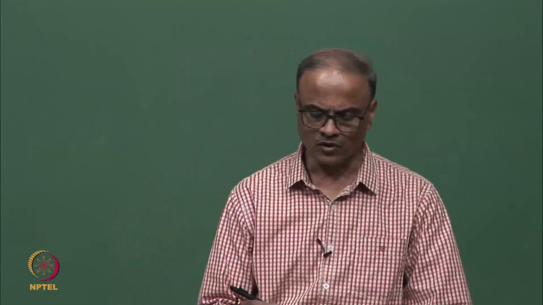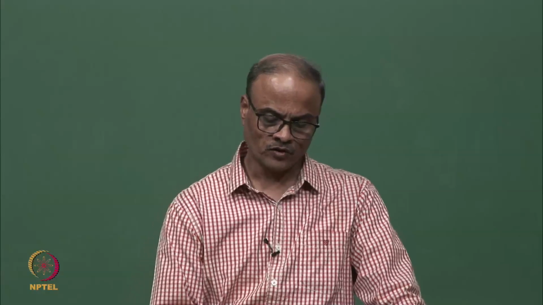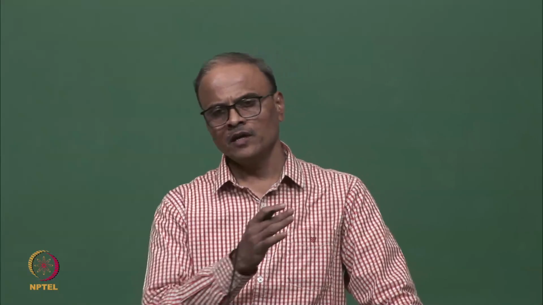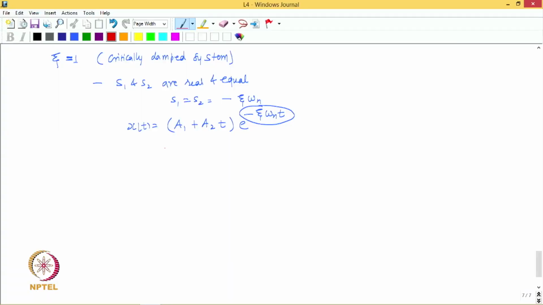So, this is the general solution, but again in this case, because of the presence of the term e to the power minus zeta omega n t, the displacement is going to decay exponentially with time. As time t increases, because of this factor, the displacement will reduce exponentially with time. So, if you plot the displacement as a function of time, it is going to look something like this.